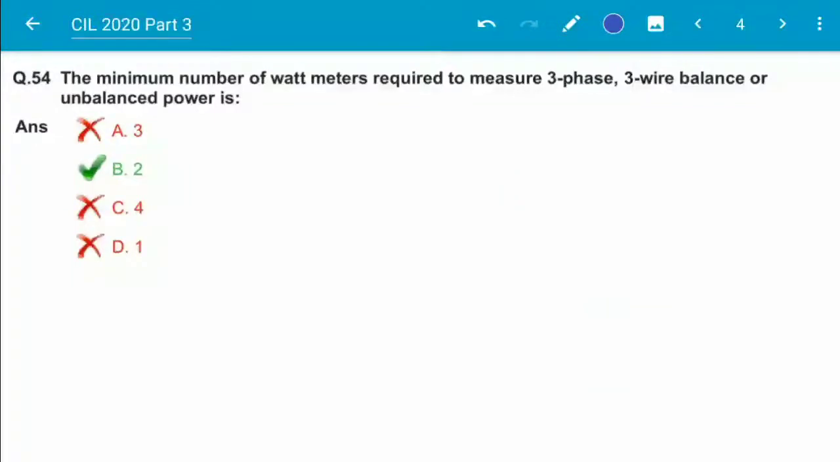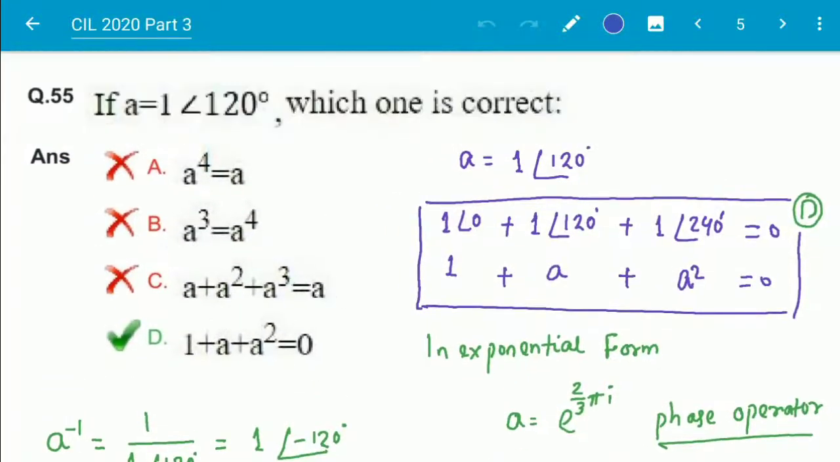So next question, if A is equal to 1 angle 120, which one is correct? A is called the phase differentiator or phase operator, and here it is asking which one is correct. If we write 1 angle 0 plus A plus A square, A square is 1 angle 240, and this will be 0. This is the balanced condition, and hence option D is the correct answer.